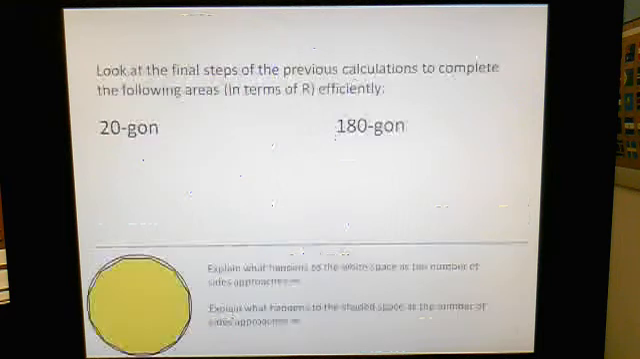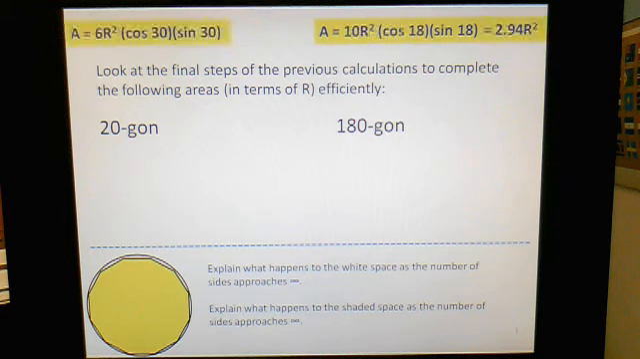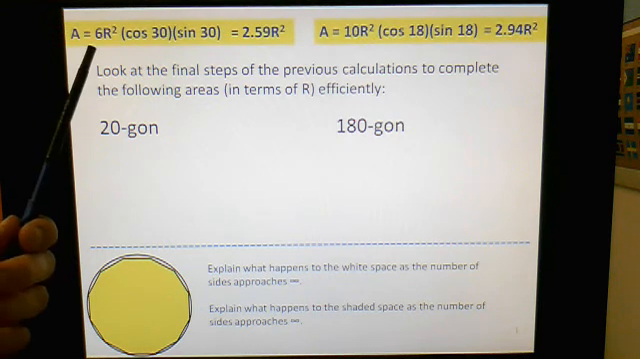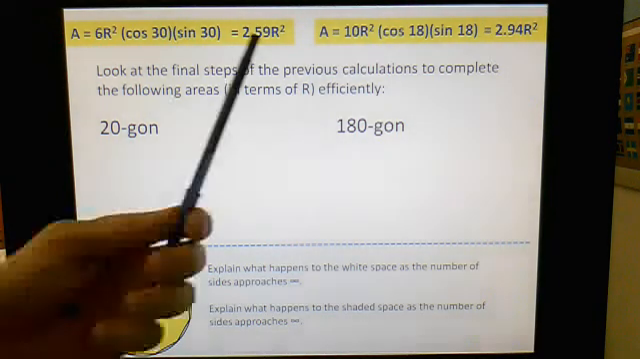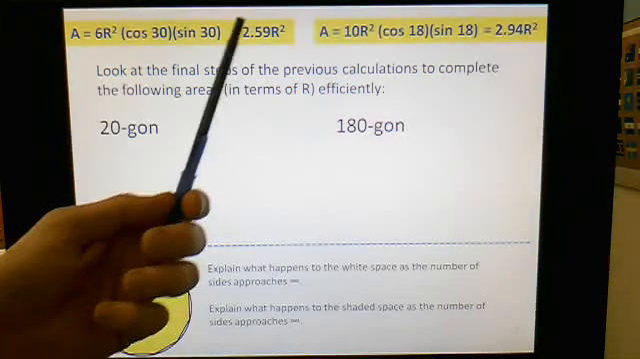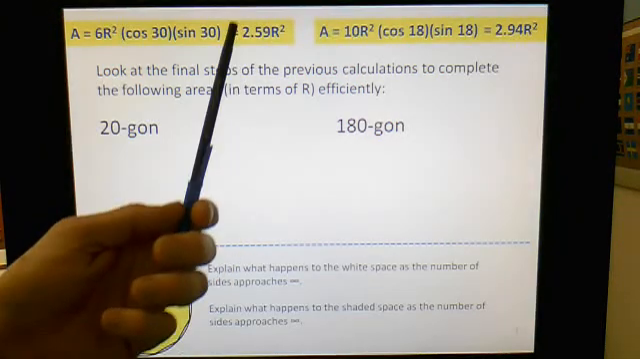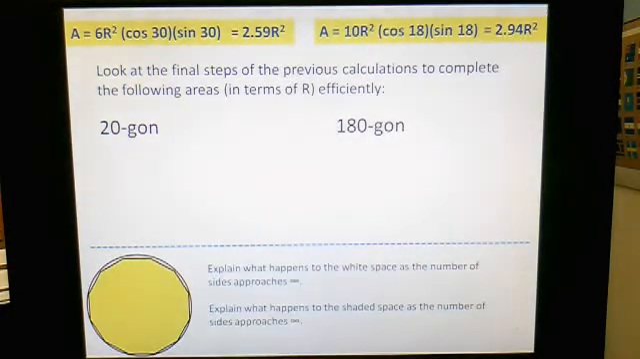I'm going to jump to the next phase of this, which is the bottom of your paper. I'm going to just recall both of those equations we just came up with. This is the hexagon, you just did this. And this is the decagon, you just did that one. We had 2.59, then we got to 2.94. You might be able to tell what this approximate value is approaching, if you think of what we're actually doing on here.